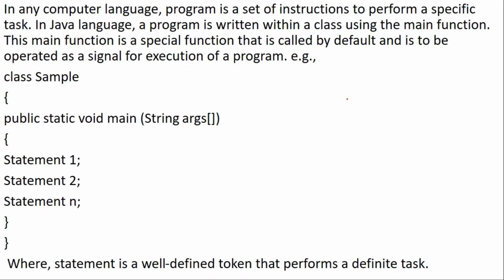In any computer language, a program is a set of instructions to perform a specific task. Now in Java language, a program is written within a class using the main function. This main function is a special function that is called by default and operates as a signal for execution of a program.